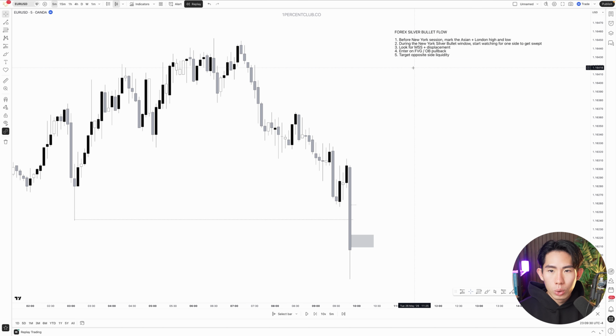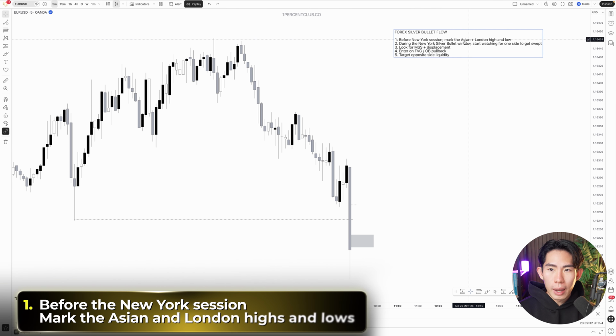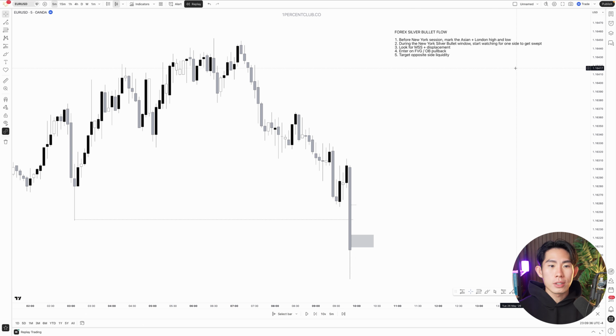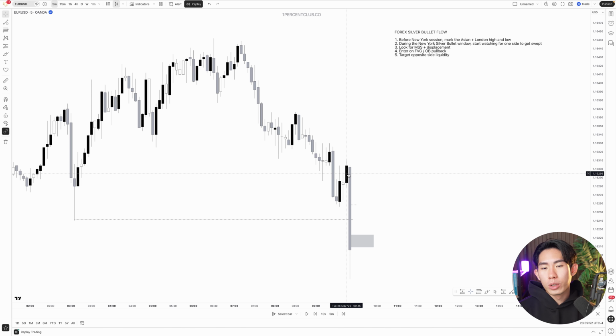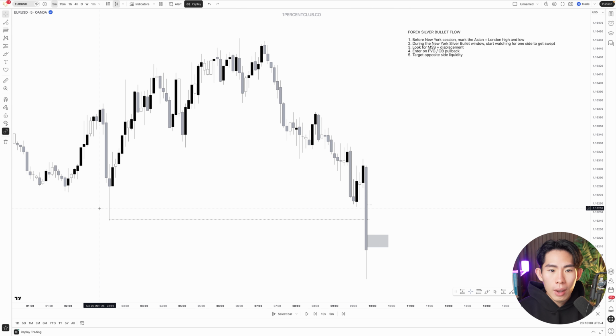The first thing we do is to really just make sure that we mark up the Asia or London high and low, right? Because remember, the first step is to always get the liquidity sweep. But before we can get the liquidity sweep, we have to identify where the available liquidity is. So if I'm trading during the New York session, this is where I'm looking at the left-hand side to identify where the low or the high was that was established during the London session itself. And ideally, I want to see price sweep that low or high.